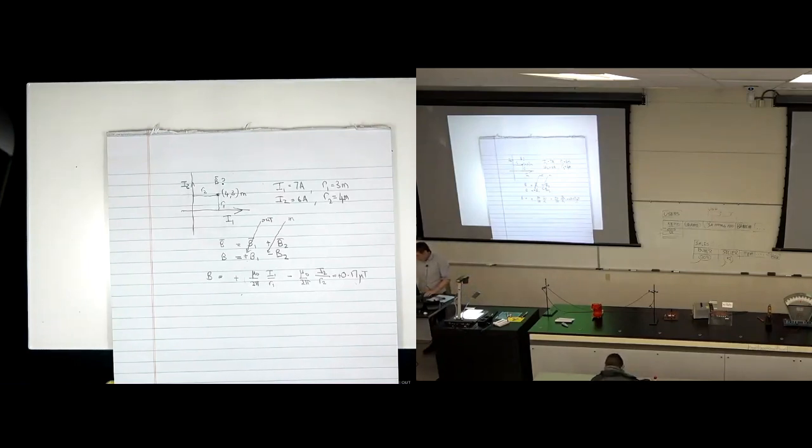Let's look at a second example. This is going to use the field of a current carrying wire as a building block, like a Lego block, to look at a more complicated problem. We're going to figure out the magnetic force between two current carrying wires using this field of one current carrying wire as a building block. Here's the problem I want to solve.